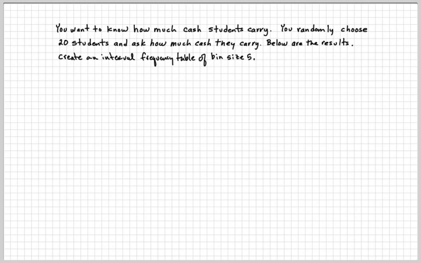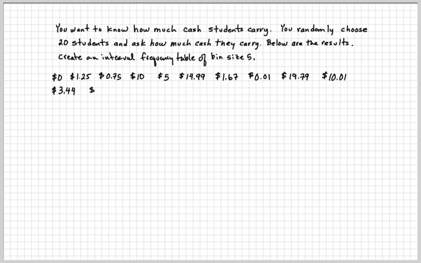Okay. So let's look at some examples. You want to know how much cash students carry. You randomly choose 20 students and ask how much cash they carry. Below are the results. Create an interval frequency table of bin size 5. So you randomly choose 20 students, and here are the values. Some students had $0, $10, $5, $14.99, and so forth. So they say to make an interval frequency table of bin size 5.